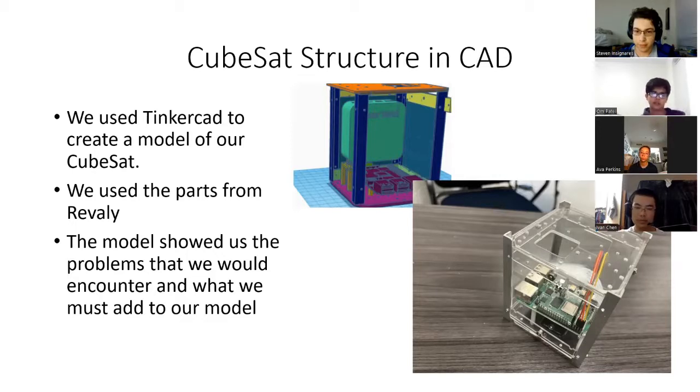As we found for our design, we had a bunch of holes that we needed to drill into our design where there weren't any in the first place. So we had to go fix everything with that. We built it all in Tinkercad. We modeled everything, and that allowed us to find, step by step, the correct way to build our CubeSat to how we have it currently.